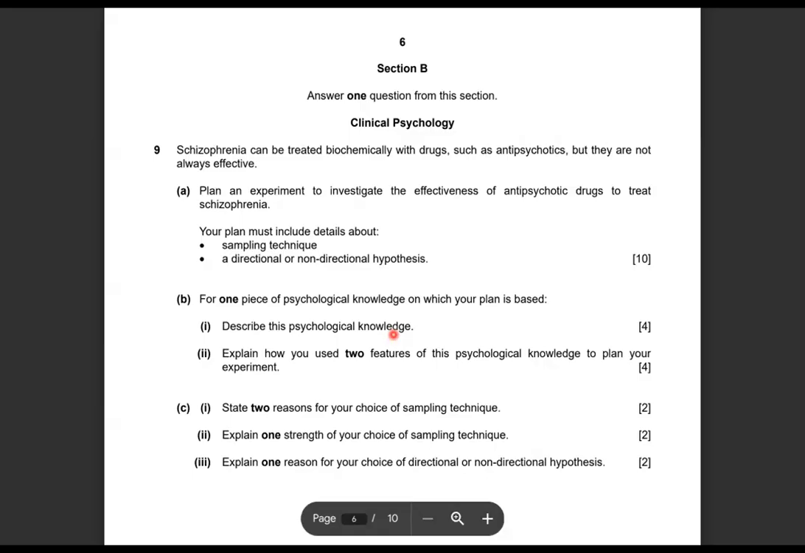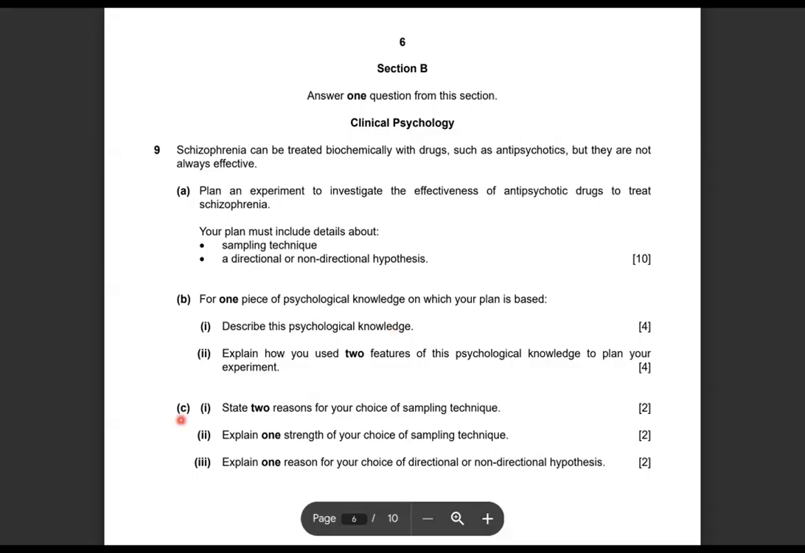Second feature could be that we use, let's say, a randomized, double-blind randomized control trial, where participants were randomly allocated to either the experimental condition or the placebo condition. And it was a double-blind technique where neither participants nor researchers were aware of which group the participant was in. This was something that was discussed in the chapter as well. So that is a particular feature which you've incorporated in your answer as well. So that is something that you would be required to do for B part 2, right?